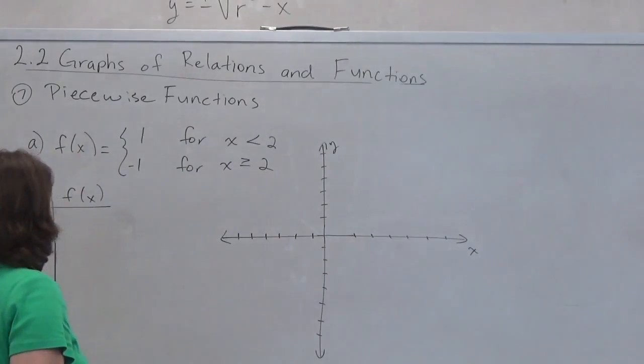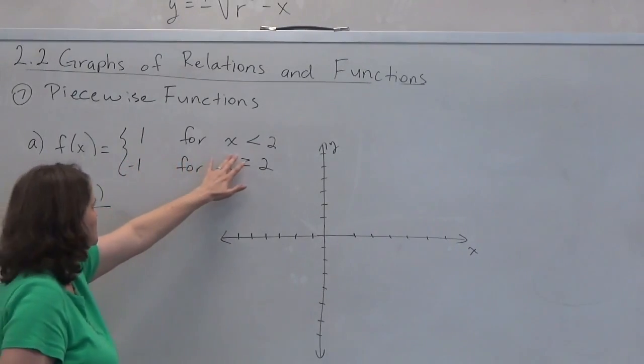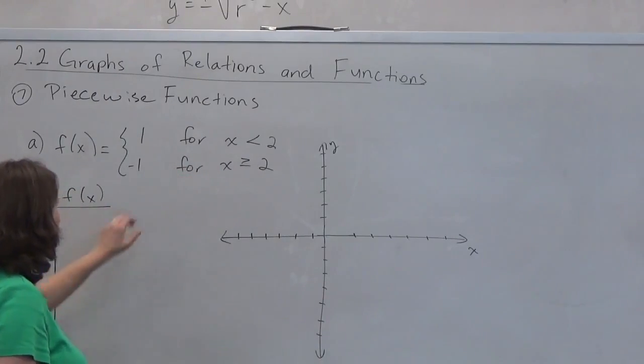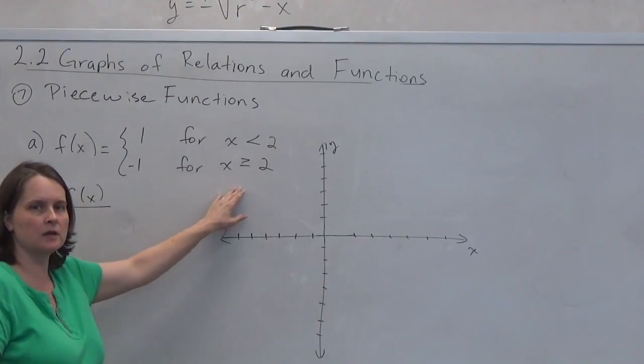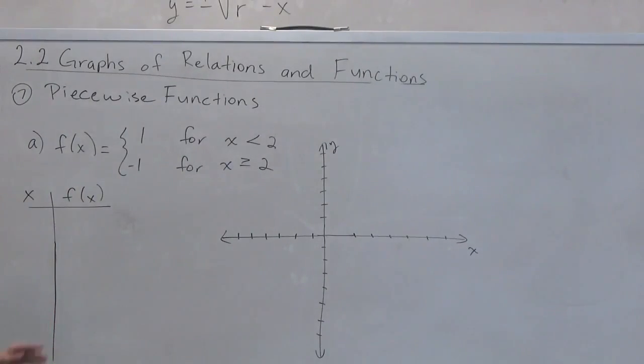We've got 2 examples that we need to do. So we want to graph f of x equals 1 if x is less than 2, and then it's defined to be negative 1 for x values greater than or equal to 2. So I'm going to look at my t-table, and I'm going to start putting numbers in for x.